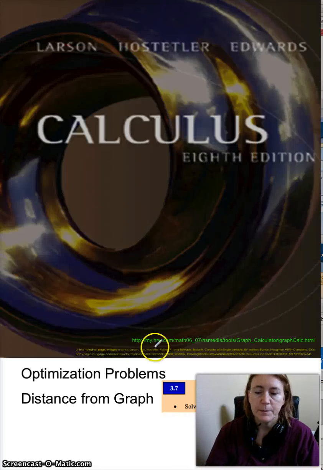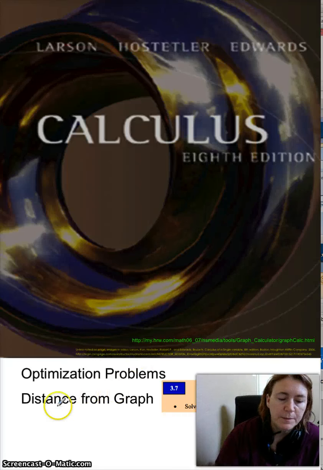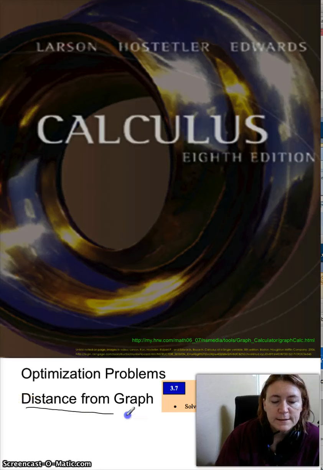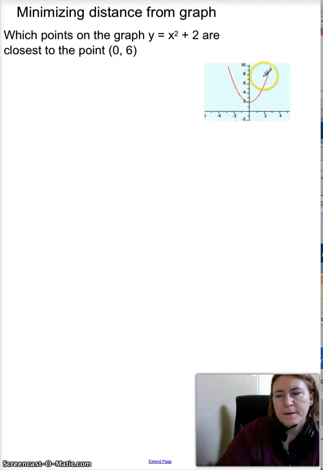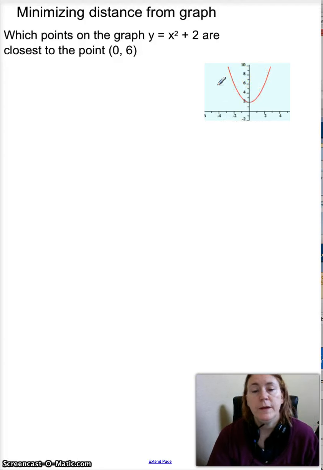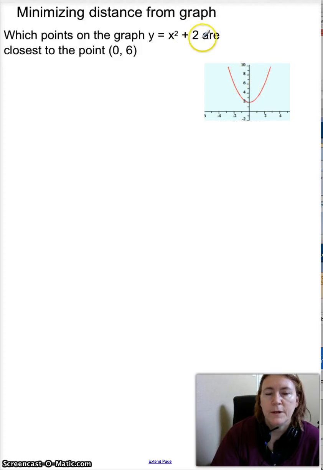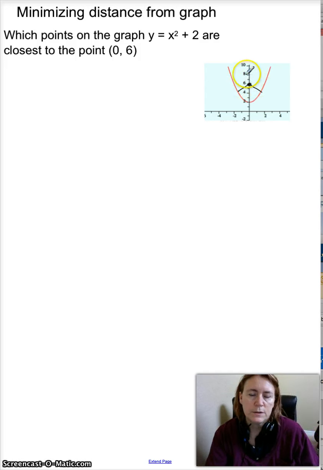Okay, the next set of problems we're going to do are optimization problems, where we're finding distance from a curve on a graph. Now, these can be a little misleading because you're going to think I just gave you a primary equation and I didn't. Y is x squared plus 2, a parabola, and I want to know what points on this curve are closest to (0, 6). Now, it's not entirely obvious what angle that should be at. Should it be horizontal or should it go up?